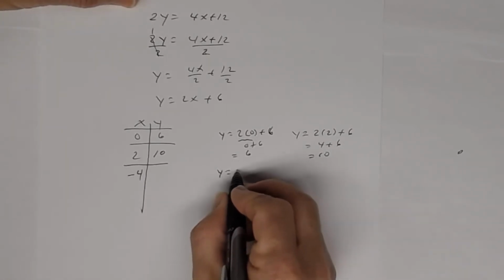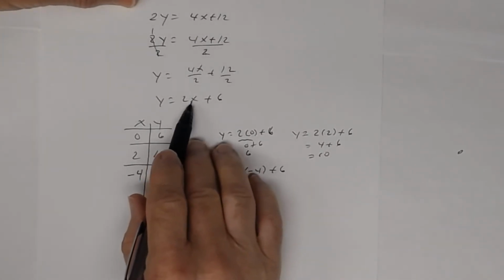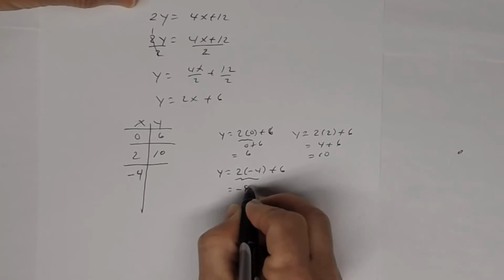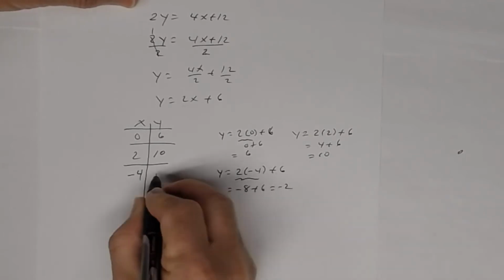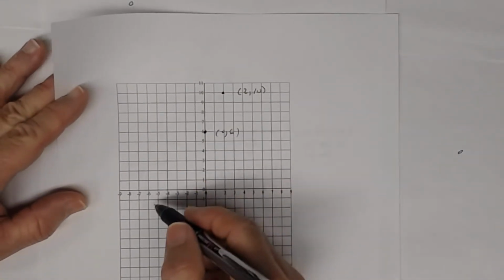I get y equals 2 times negative 4 plus 6. So I'm going to go here, where we see the variable x, substitute negative 4. 2 times negative 4 is a negative 8. Negative 8 plus 6 is a negative 2. So I'm going to plot the point negative 4, negative 2. Hopefully, it looks like it's going to lie on this line.